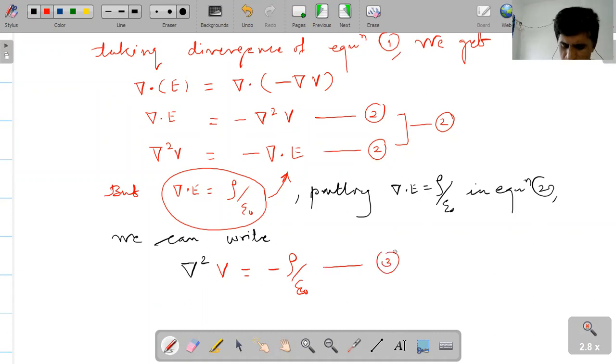Is it correct? Can I write? Yes, sir. And dear student, this is Poisson's equation. Understood up to this level? Easy, right? Yes, sir.